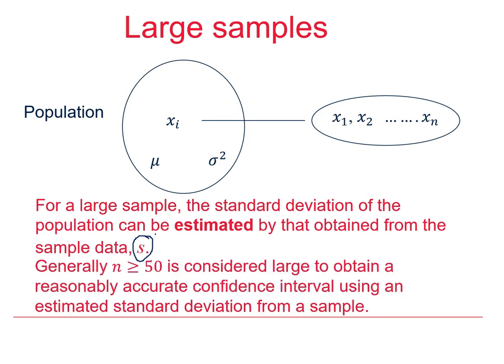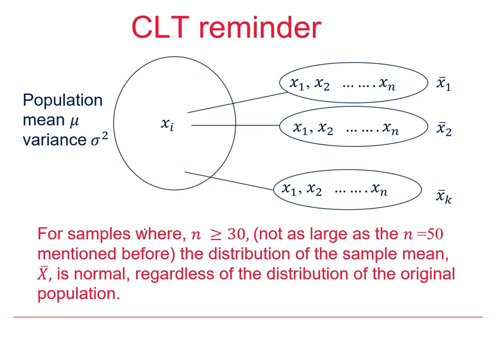And generally, n greater than or equal to 50 is a large enough sample so that we can use our estimate for the population standard deviation, S, from our sample, in order to get a reasonably accurate confidence interval for our unknown population mean mu.